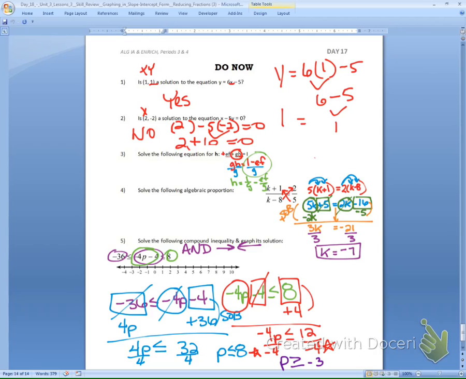Now you're ready to graph. We're graphing that p is less than or equal to 8 and p is greater than or equal to negative 3, and that's an AND. So when I graph this, I just simply plot my two endpoints. I plot the negative 3, and there's an equal sign underneath it, so it's closed, and I plot my 8, there's also an equal sign under it, so it's closed. Because it's an AND, that means all the values in between, so connect them together.